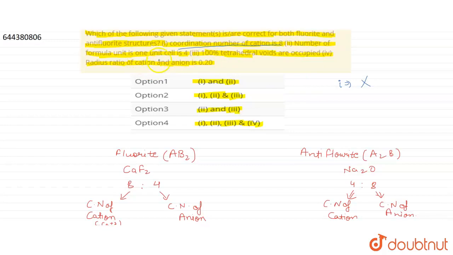Number of formula unit cell in one unit cell is 4. This is the correct statement, as I explained earlier. Z, that is effective number of formula unit cell for both the fluoride and antifluoride structure, is 4. So the second statement is correct.